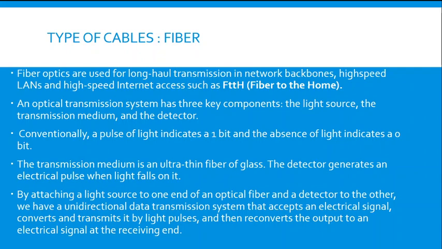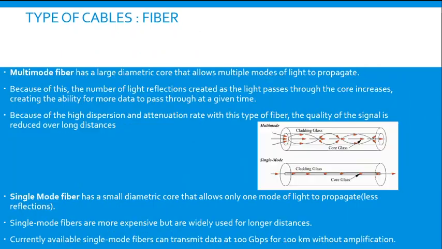The transmission medium is an ultra-thin fiber of glass. The detector generates an electrical pulse when light falls on it. By attaching a light source to one end of an optical fiber and a detector to the other, we have a unidirectional data transmission system that accepts an electrical signal, converts and transmits it by light pulses, and then reconverts the output to an electrical signal at the receiving end, user or home.